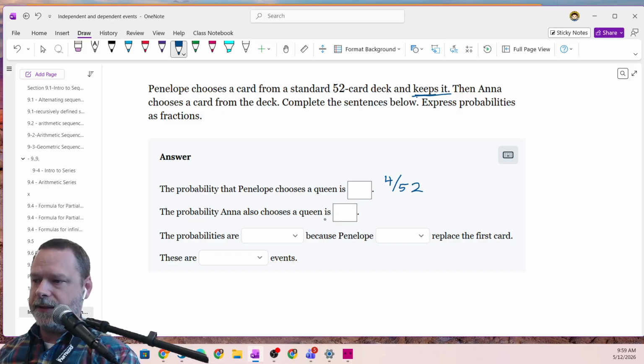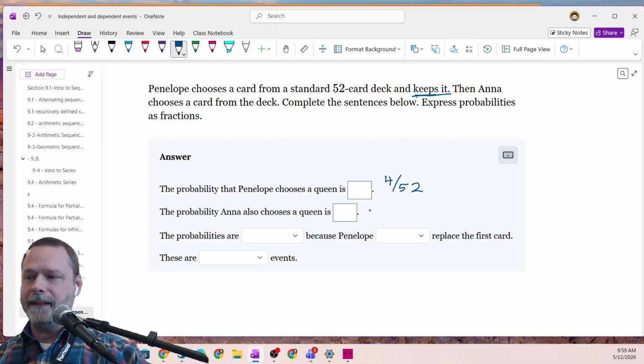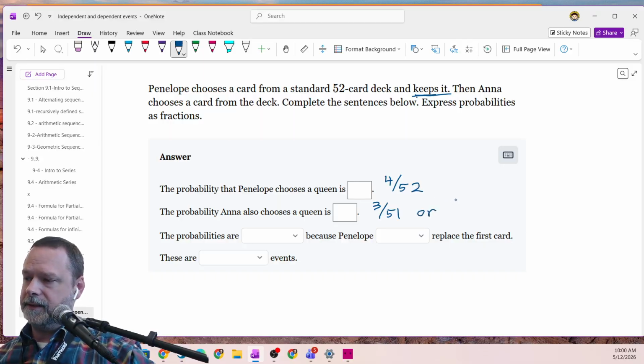The probability Anna chooses a queen is, well, that one's actually really tough to do. So I wonder how Delta Math is figuring this out, because if she gets a queen, it's 3 out of 51. There's 3 queens left, and there's 51 cards left in the deck. But if she doesn't get a queen here, then there's still 4 queens, but still only 51 cards in the deck. So the point is, these are not the same probability, no matter how we're thinking about it. These are different. These are dependent events.